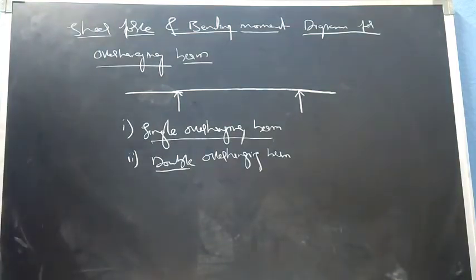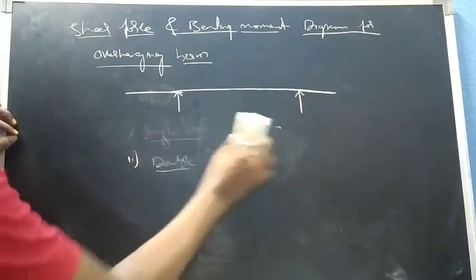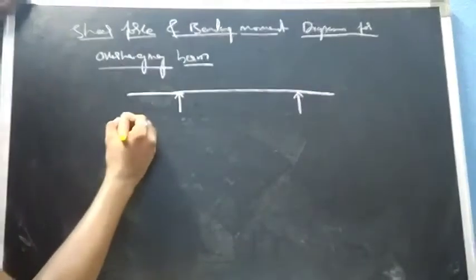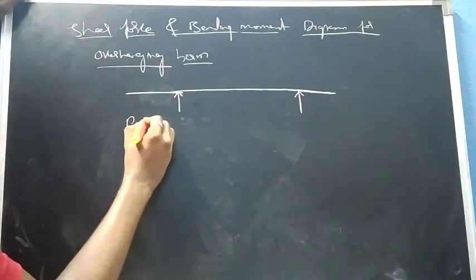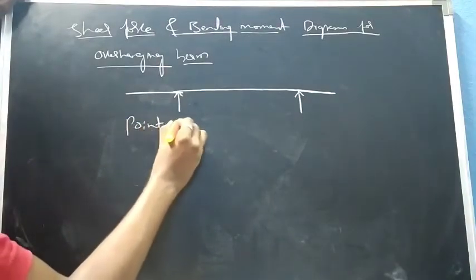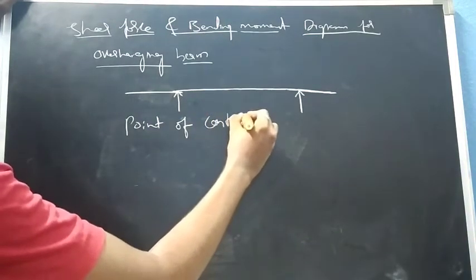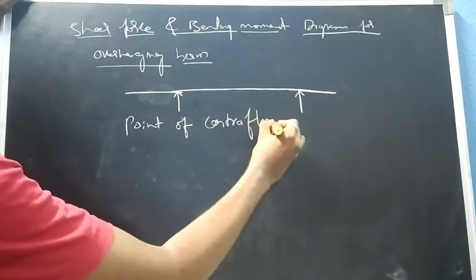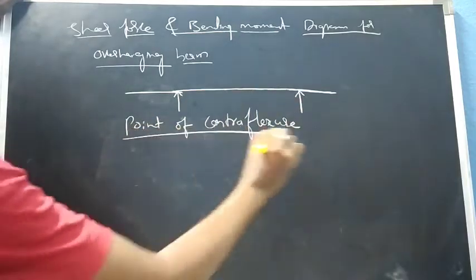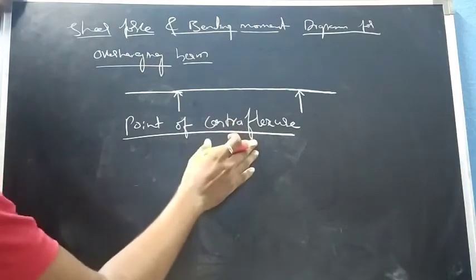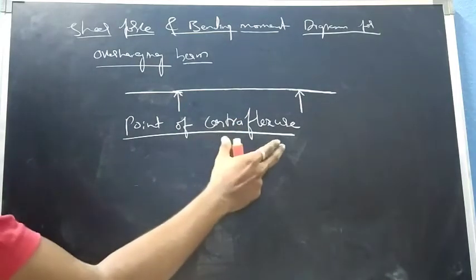Now we'll see a problem. Before going to the problem, we'll see a small topic which is important for your 2 marks in the examination. That is point of contraflexure. What is point of contraflexure? We are going to see practically in the problems. Before that, I will try to define this.